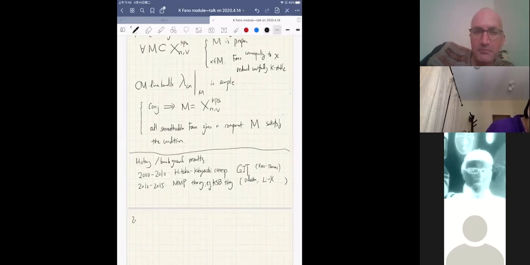But maybe, sorry, let me write it here. After 2015, there was new progress. The first was something I already mentioned, this Fujita-Li criteria, which they developed.